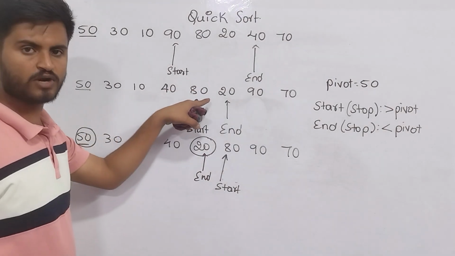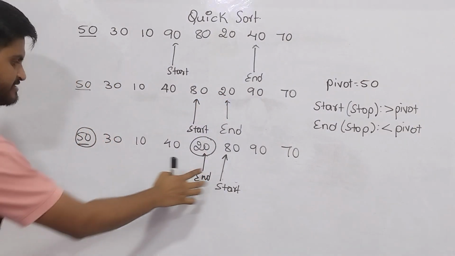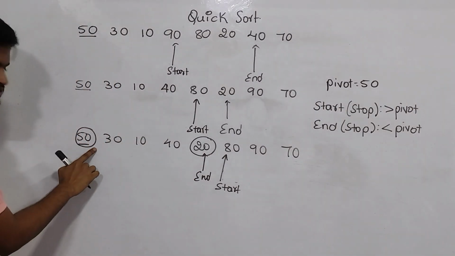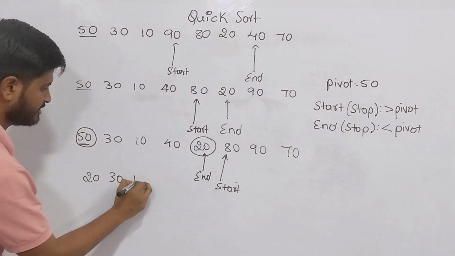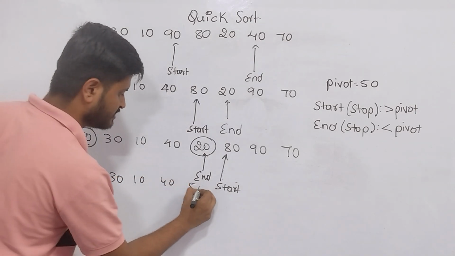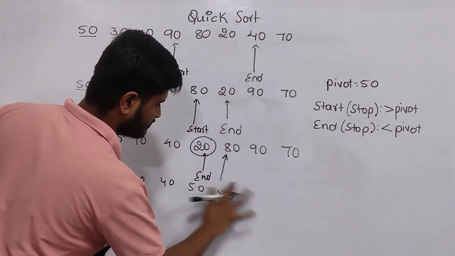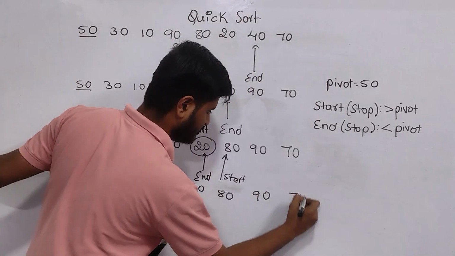In the earlier state, I was swapping the start and end value. Here, since end and start have crossed each other, I must swap the end value with the pivot value. So if you swap, 20 will come here, 30, 10, 40, 50 will come here at the 20's place, 80 will be same, 90 will be same, and 70 will be same.